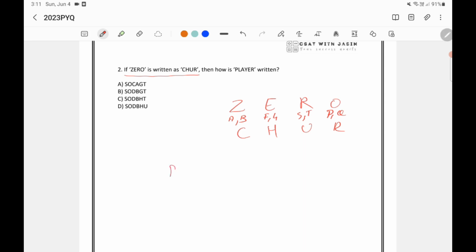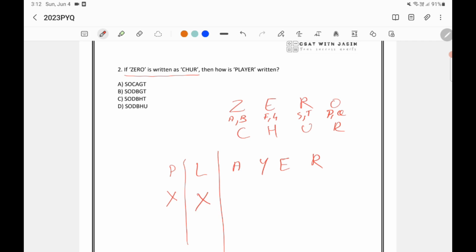Now we need to see how player is written. If you look into the options, you can see that all the options start with S, right? All the options are starting with S, so you don't need to look at the coding of P. Now the second letter is also O in all the options, so you don't need to look into this. So just take the options.